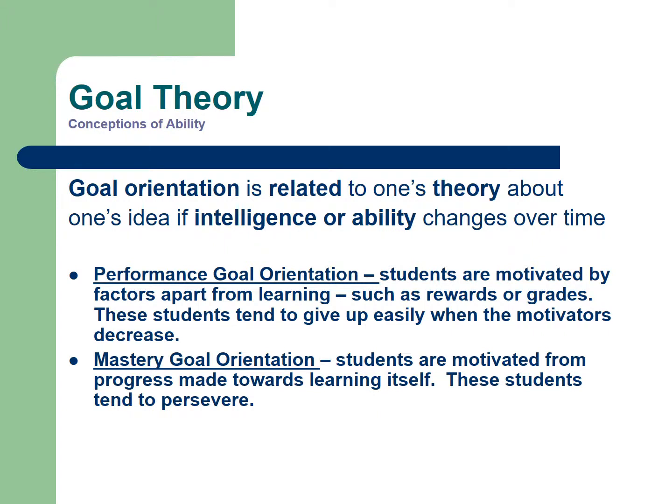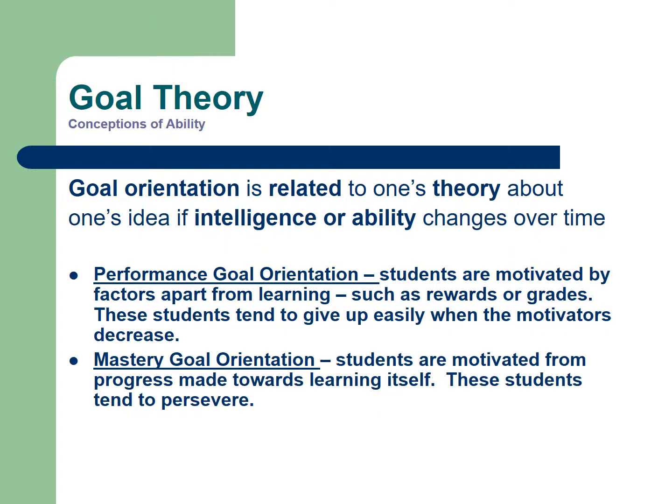So they either exhibit a performance goal orientation in which they're motivated by factors apart from learning, kind of like the extrinsic rewards idea. And these could be rewards or these could be good grades. So if I am motivated by good grades and I'm constantly comparing my grades to others, I'm doing fine as long as I'm getting A's or maybe even B's. But if I dip to a C, I tend to give up and I tend to say I'm just not good at that. And that's a performance goal orientation. I have to constantly perform to keep my motivation up.